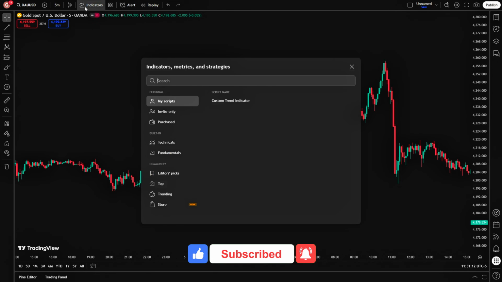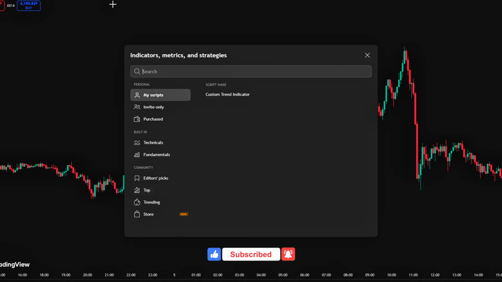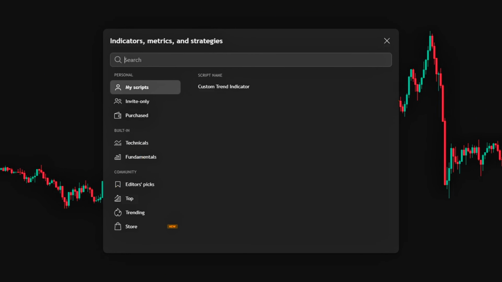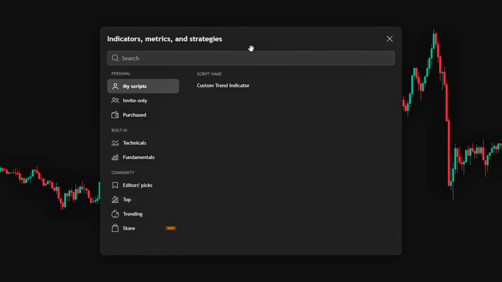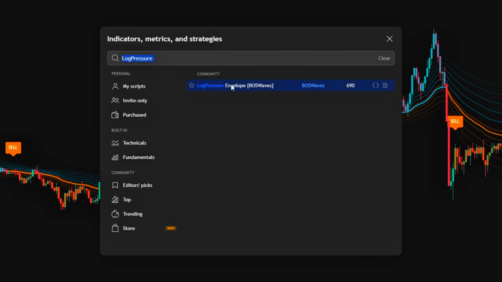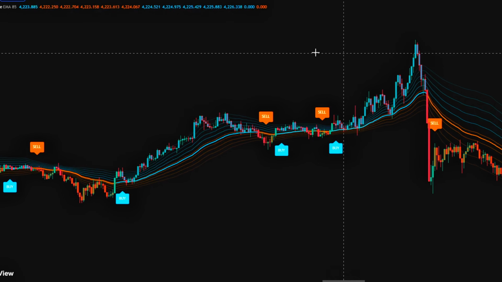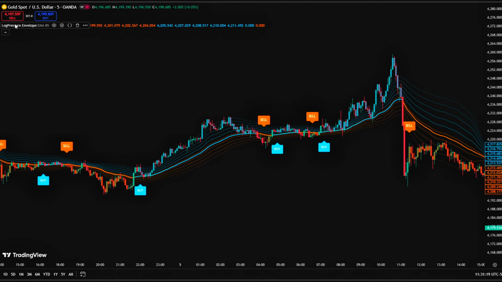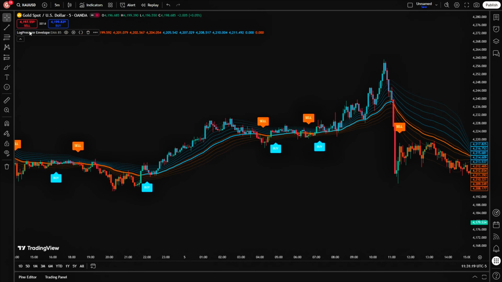Click the Indicators button at the top of the chart interface. In the search bar, carefully type Log Pressure Envelope by Boss Waves. When the correct indicator appears in the list, click on it once to add it to your chart. After the indicator loads, look to the left or top of your chart and locate the indicator name, then click the Settings icon next to it.